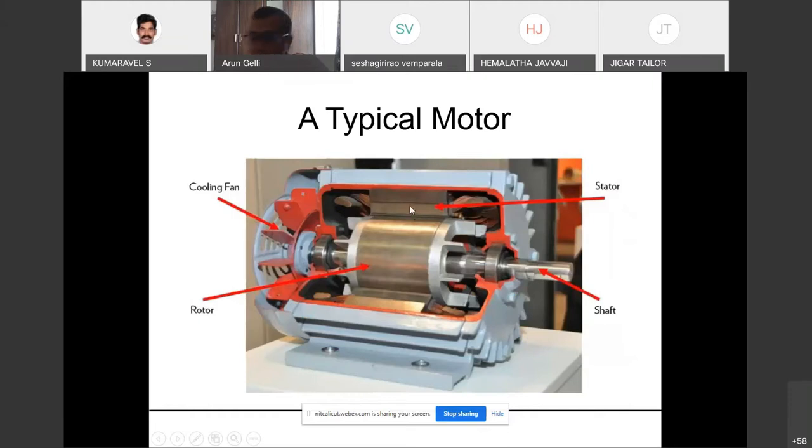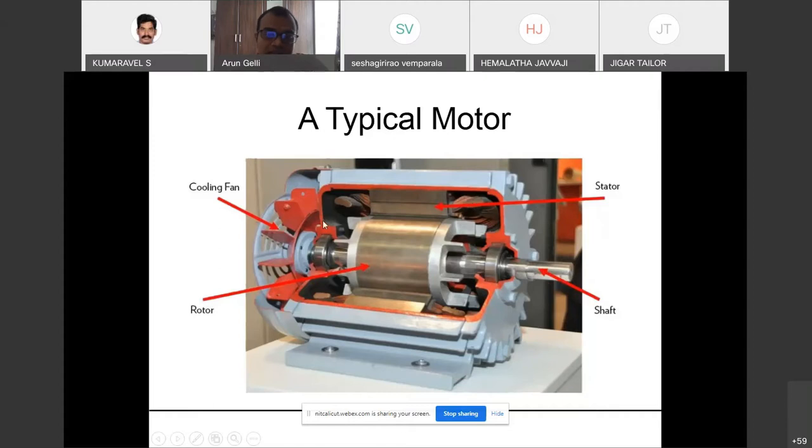Let's look at a typical motor construction. These are the major components of a motor. Majorly the stator, which is the stationary part of the motor that doesn't rotate or move, and normally has stator coils, the copper winding coils over here. The second major component is the rotor, which has a shaft. This is the component that will be spinning when the magnetic field and electric field are applied, and the load can be connected to the shaft here.